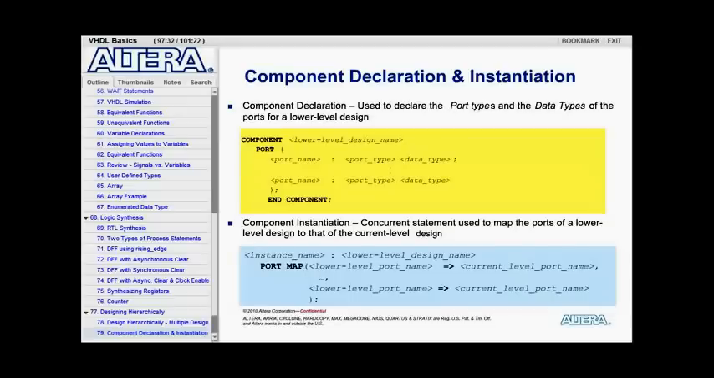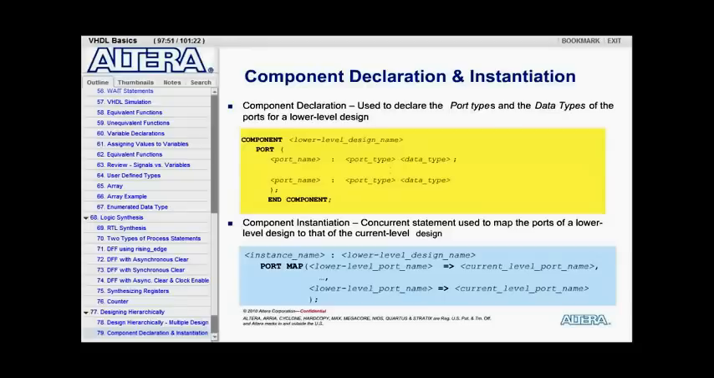Many times, the easy way to do a component declaration is to just copy the entity declaration from the lower level block, paste it into your architecture declaration section, change entity to component, and get rid of the is.